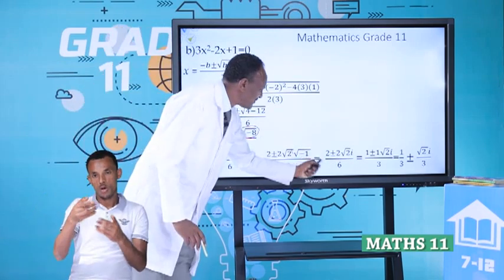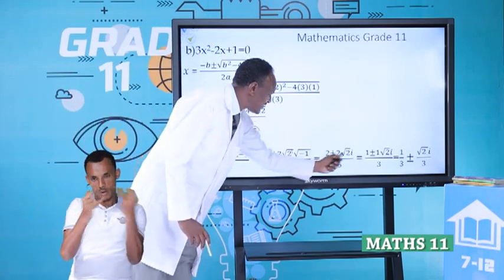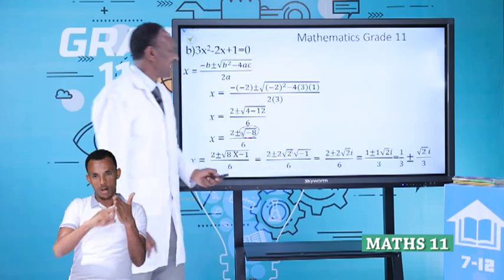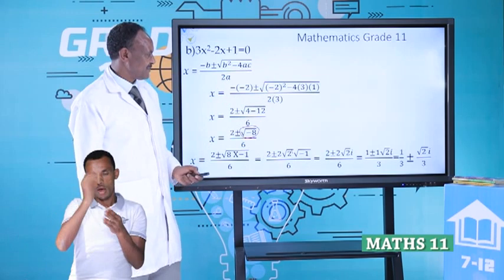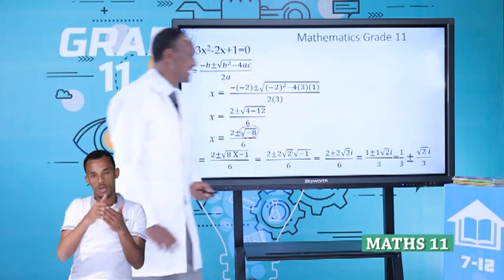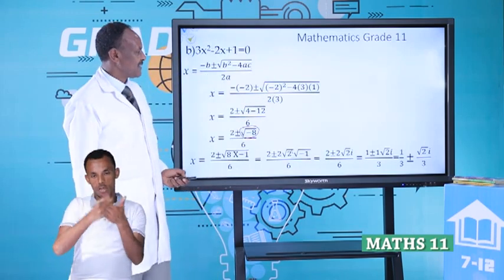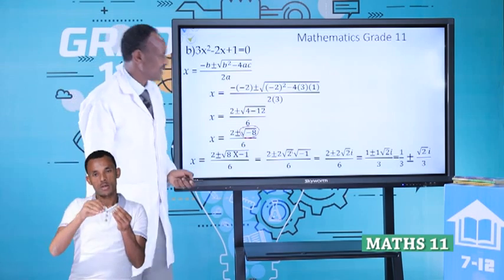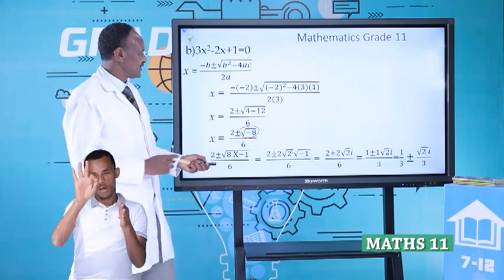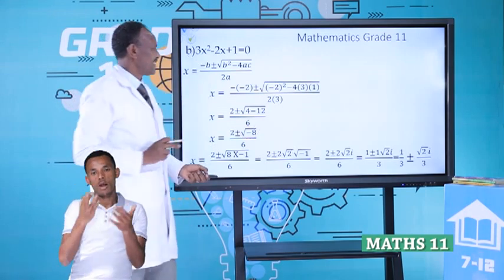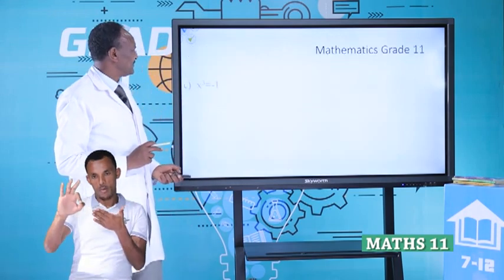Then when this one is simplified, 2 divided by 6, you have a common factor, so 1 plus minus root 2 i over 3 comes. When I split, you will get the result 1 over 3 plus minus root 2 over 3 times i. So it has two different solutions. The solutions are complex numbers.